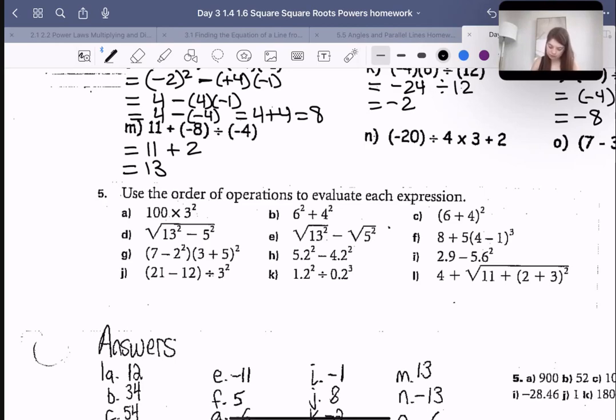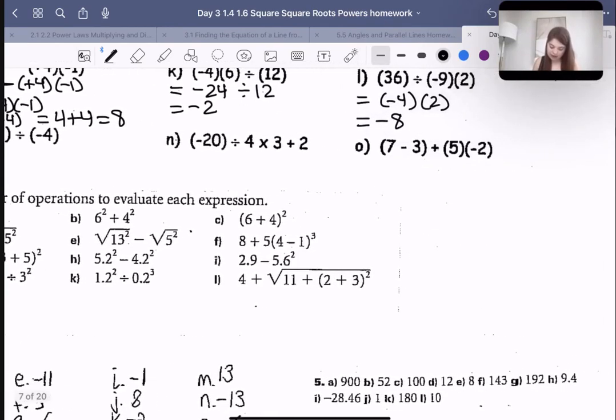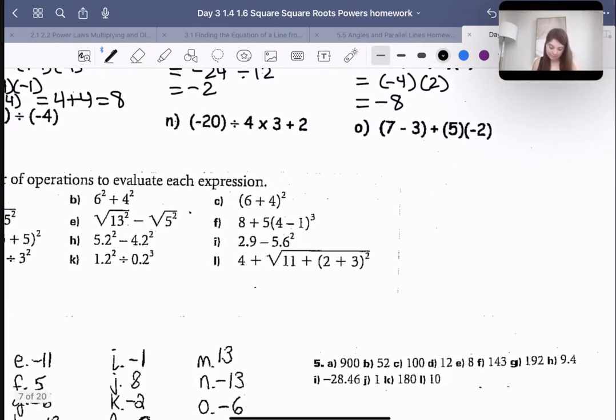Good. All right, let's go with N. N says -20 divided by 4 times 3 plus 2. So are there any brackets? Well, no, no operations in our brackets we need to take care of. Are there any exponents? No. Is there any multiplication or division? Well, yes, there's both. So we just do it from left to right.